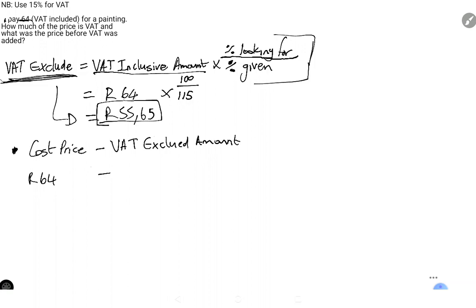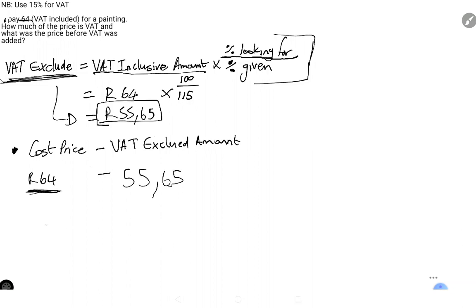So we have the VAT inclusive amount, which is the cost price. This is what it cost us when you go into the shop. You go to Spar, you buy whatever you buy. There's already VAT in there. Look at the slip and you'll see it. And so 64, which is the amount with VAT included, minus the amount without VAT, which is what we've just got now. So let's calculate that. 64 minus 55.65.